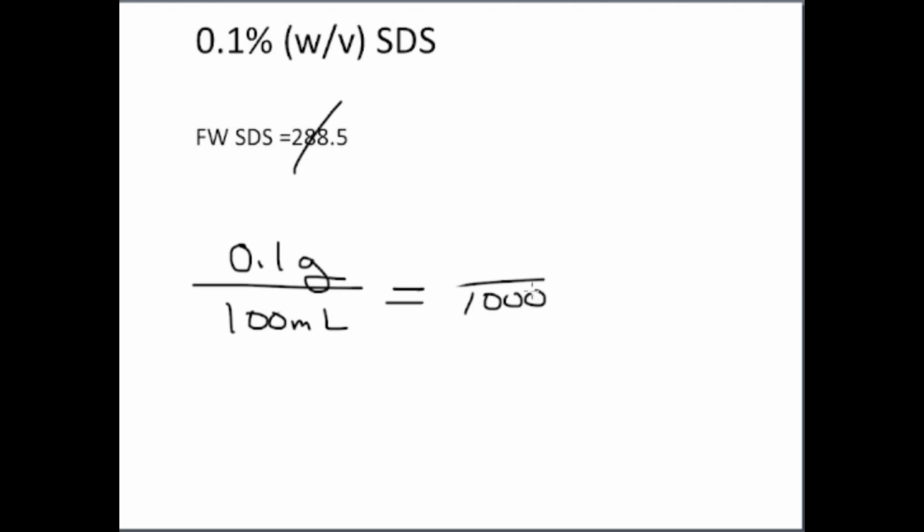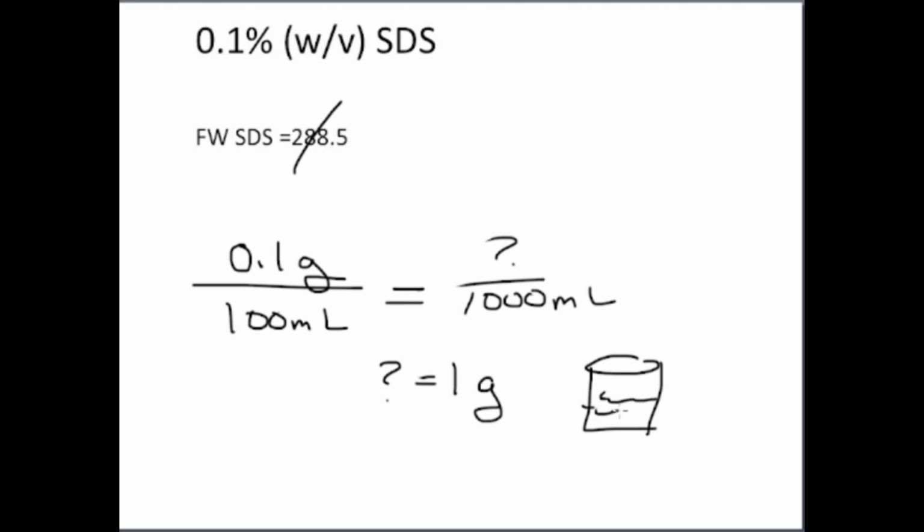Okay, and we want 0.1% weight over volume SDS. Again, we don't need the formula weight. It is irrelevant. We know that 0.1% means 0.1 grams in 100 mils. But we don't want 100 mils. We want 1,000 mils. So how much do we want? And the answer is that we want 1 gram. Okay, now we have them all stirring around and around.